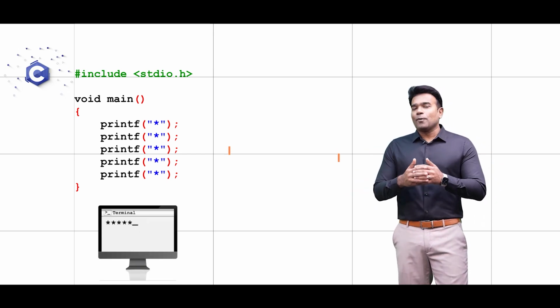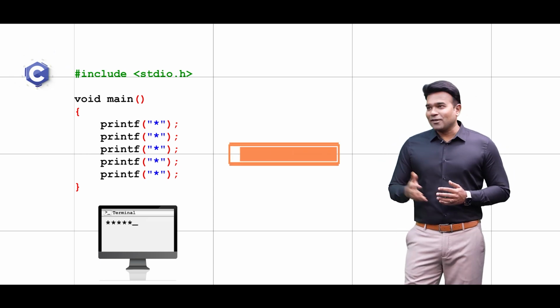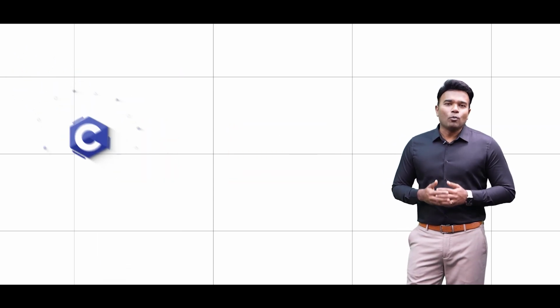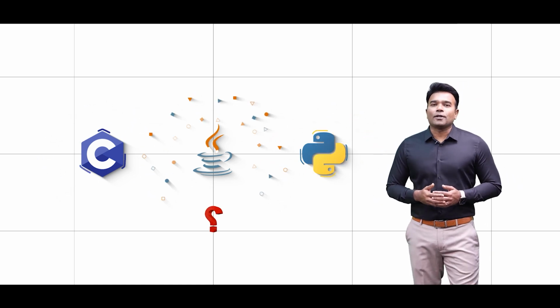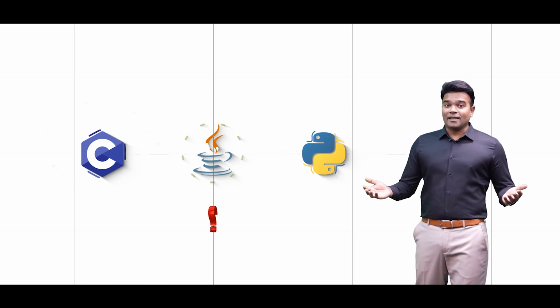But then I hope you recollect me telling you that this definitely was not the best approach. So what really is the best way to write the same program in the top 3 languages in the most efficient manner? Let me explain.